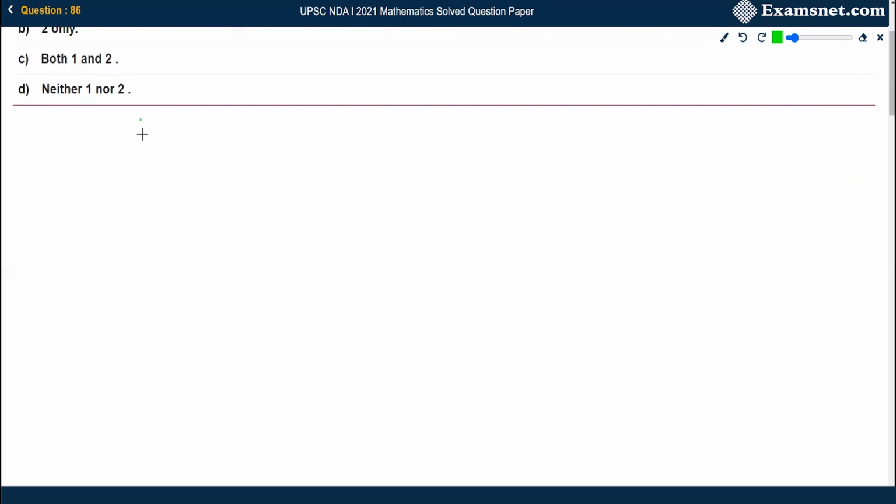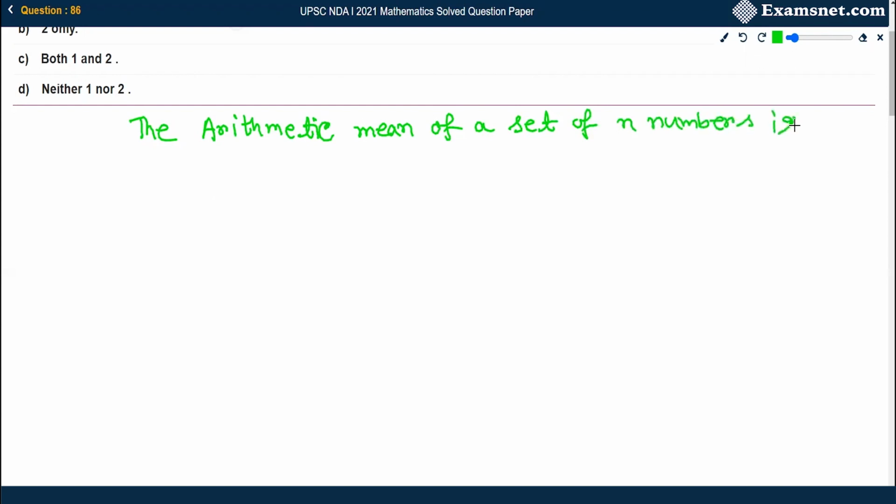So the arithmetic mean of a set of n numbers is given by, let's say there are n numbers, AM is summation xi by n. That means x1 plus x2 plus x3 dot dot dot up to xn, and since there are n observations, divided by n.